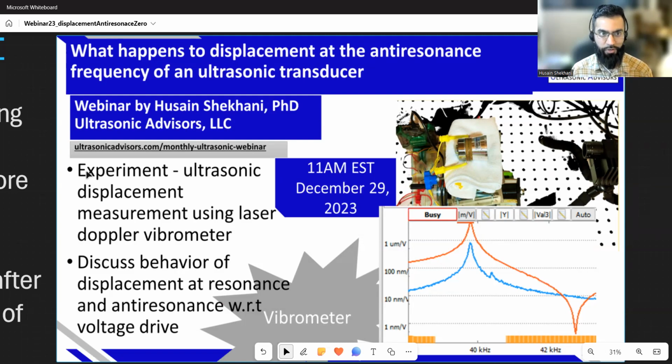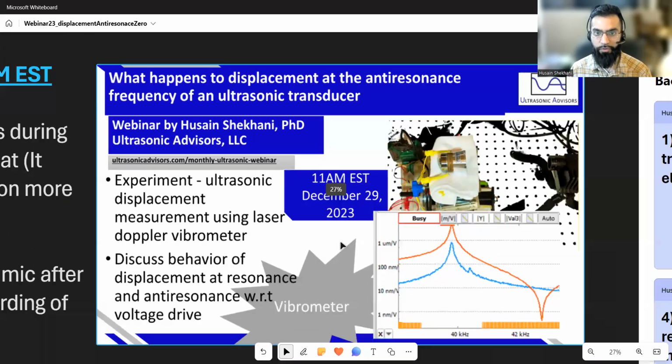So the first thing we're going to do is I'm going to show an experiment. We're going to go through an experiment showing laser Doppler vibrometer and a frequency sweep, and you can see some of the data already here. I'm also going to discuss the displacement behavior at resonance and anti-resonance with respect to voltage drive. So I'll give some theoretical background too.